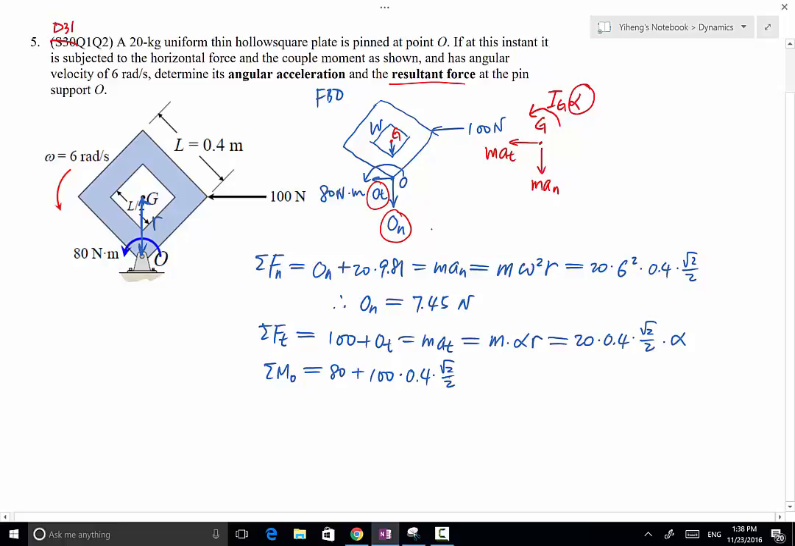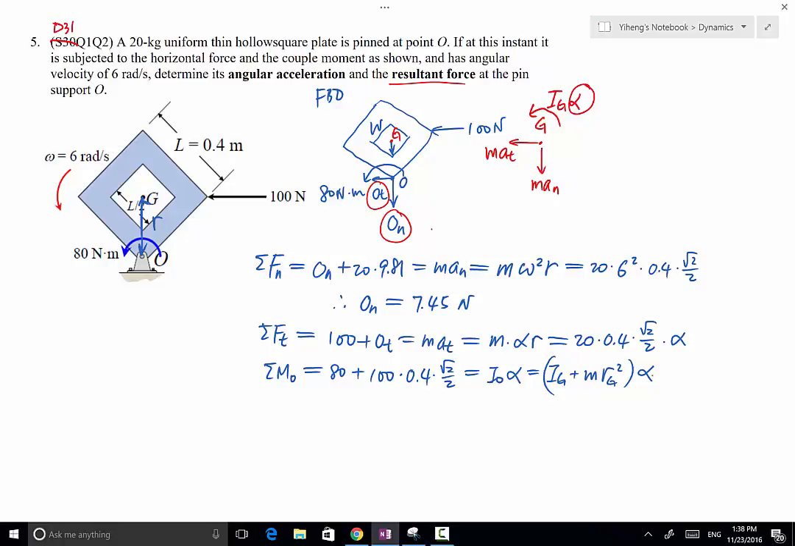The other three forces, the weight force, OT and ON, do not create moment about point O because they have lines of action passing through point O. On the right hand side, this equals I_O alpha, which equals I_G plus m R_G squared, times alpha. m and R_G are both known, so we need to determine I_G.